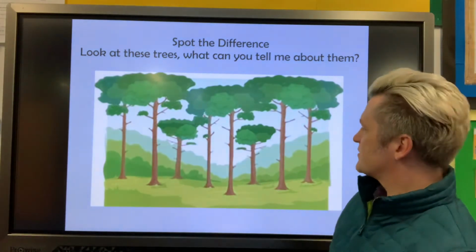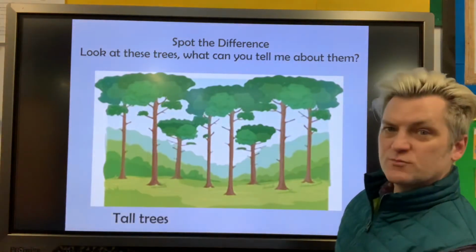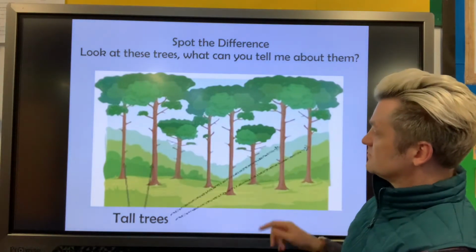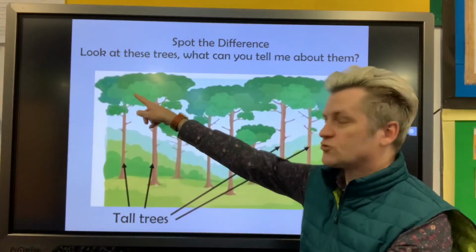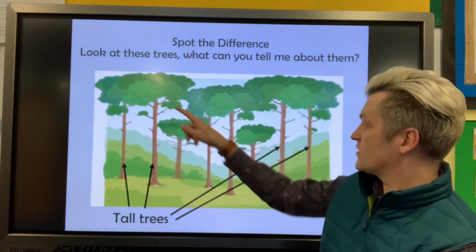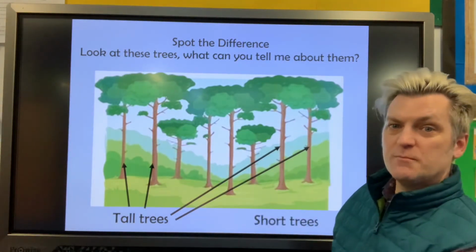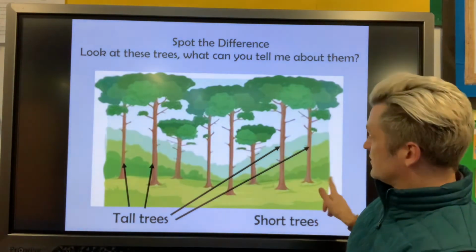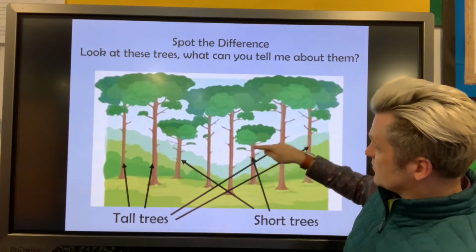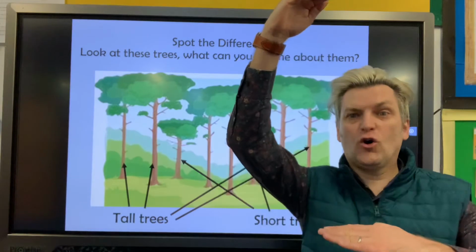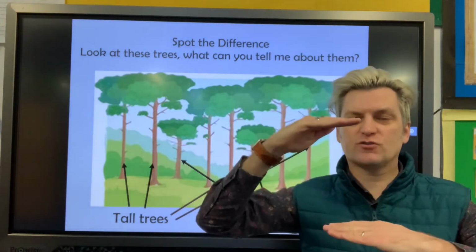But do you notice? We've got some tall trees. Here they are, look. A tall tree. We've got another tall tree. Look, there's some tall trees on this side as well. We've also got some short trees. And here are the short trees. Okay, so we've got tall and short.